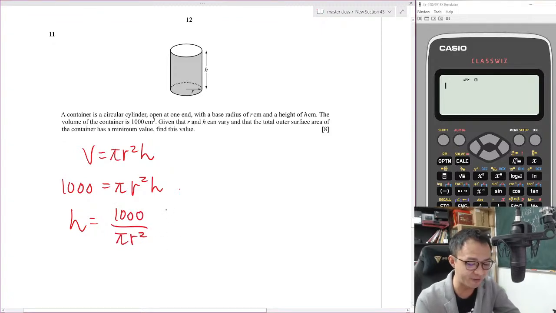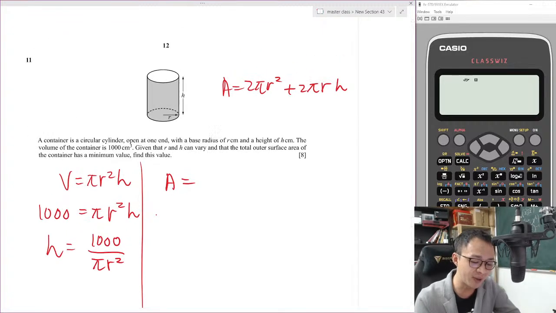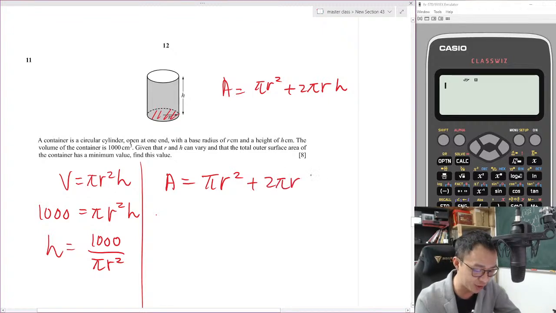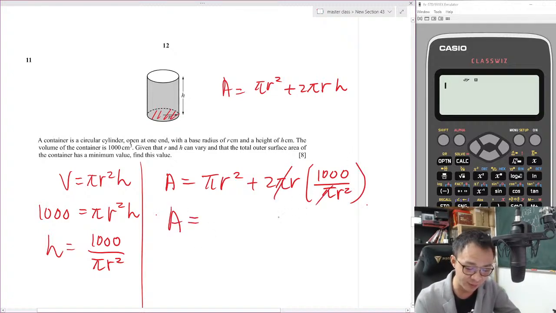Pi r squared. This one will be my first equation. But now I want to find the area. So the cylinder area supposedly is 2 pi r squared plus 2 pi r h. But since it's open at one end, I only have 1 pi r squared, because 2 pi r squared basically means you have 2 circles here. But since the top is open, I only have 1 pi r squared. So it's just pi r squared plus 2 pi r h. And my h is 1000 over pi r squared here. So I can easily form my area formula by cancelling, so I have A equals pi r squared plus 2000 over r.